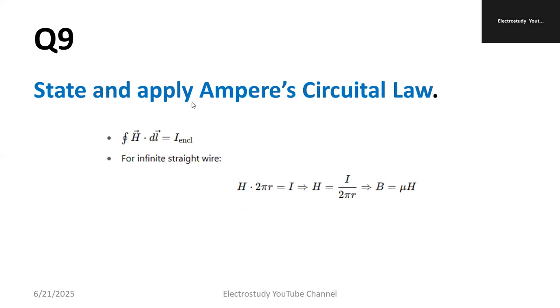Another important theorem is Ampere's circuital law. It is a condition like the closed integral of H dot dl is equal to the total current enclosed. That is the statement, and you have to write the theoretical statement as well. Later, for the infinite straight wire, you have to apply it. Ultimately you will get H into 2 pi r is equal to I, where H is equal to I by 2 pi r. That means B is equal to mu H. You might have seen that it is a closed integral only: closed integral of H dot dl is equal to the total current enclosed.